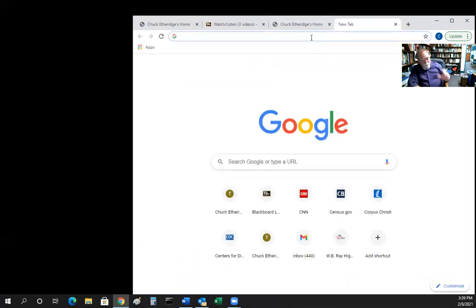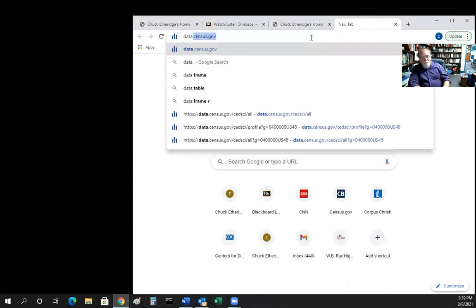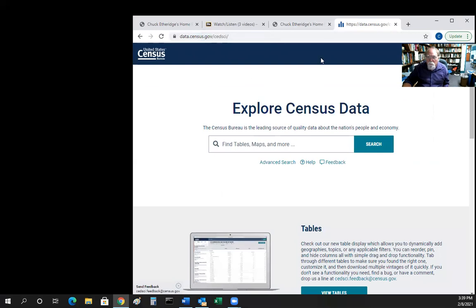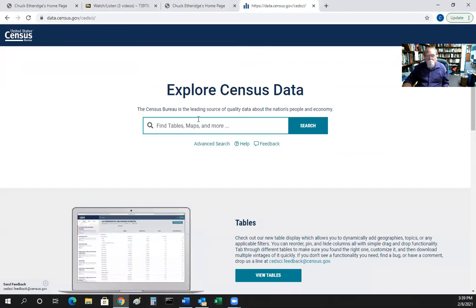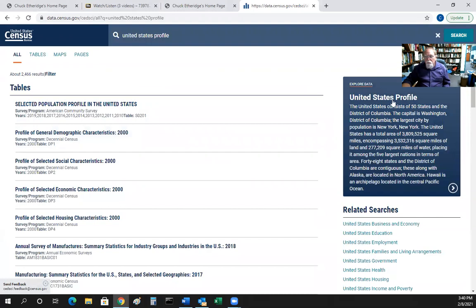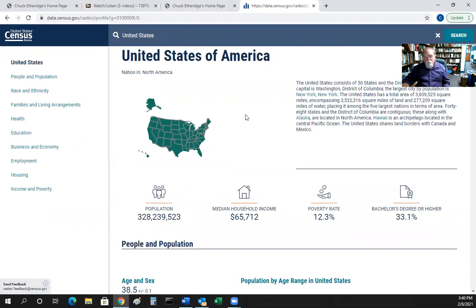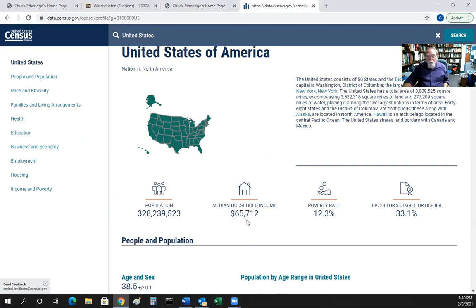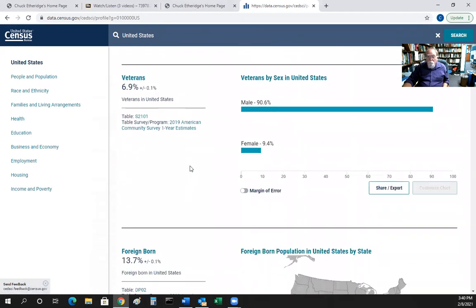There is the census, but I'm going to go to data.census.gov, which is part of the US Census, but this is a particular area as well. It's just their data. So you can do census.gov and look for data. I just went straight to data.census.gov. So I'm just going to try the United States profile and search and see what information we find. So we got the United States profile. So I click on this, get the population, median household income, which is 65,712, poverty rate, other things, and depending on what you're looking for, it might be relevant as well.